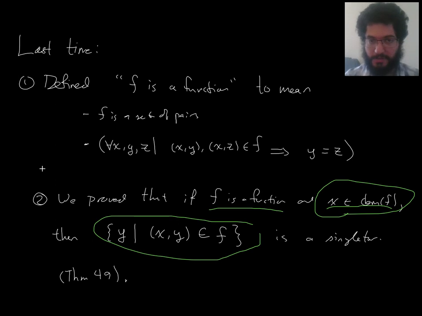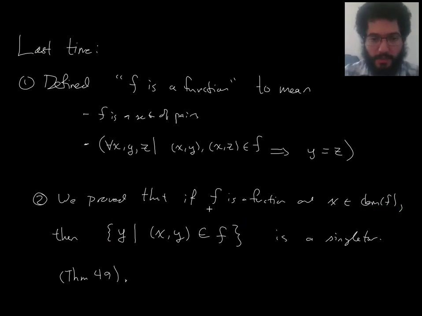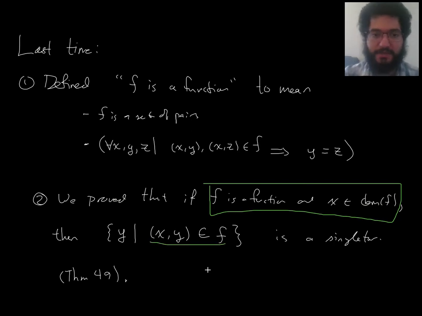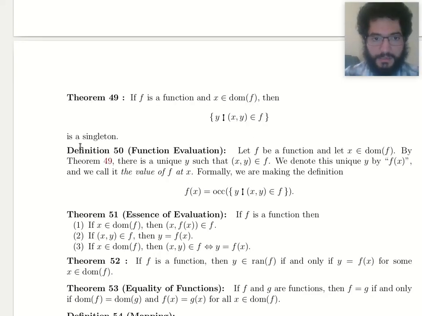And when there's a unique something that satisfies a certain property, we can give that unique something a name and refer to it. That can be a way of defining something. So if you're in this context where f is a function and x is in the domain of f, we can give a name to the unique y such that the pair xy is an element of f. In other words, we can give a name to the unique occupant of this singleton. And that name is what shows up in Definition 50, the definition of function evaluation. That name is f of x.